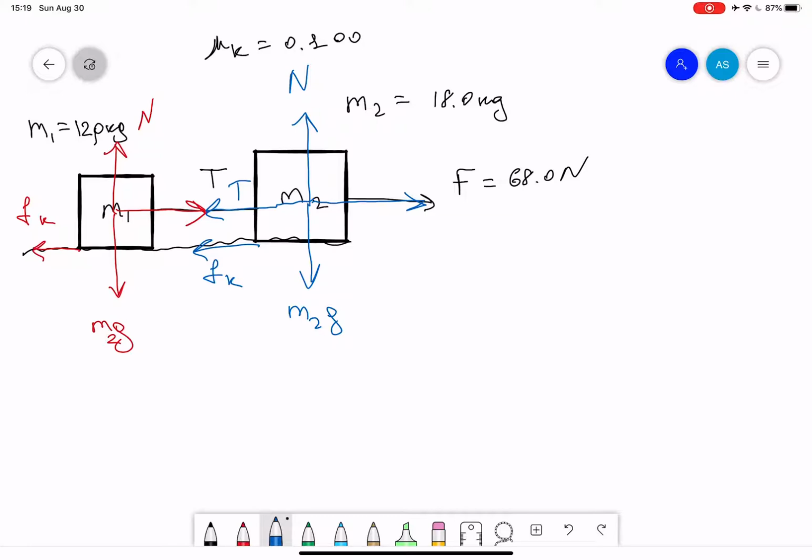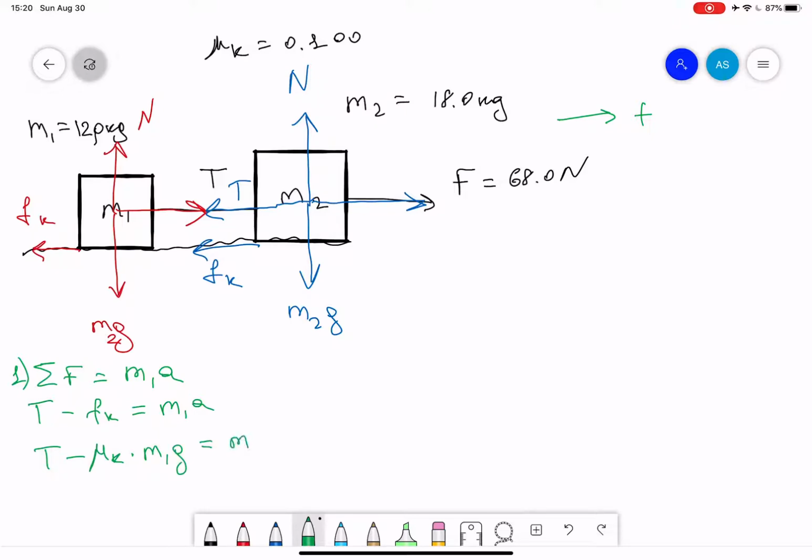Okay, now let's write down the equation separately for the two boxes. For the first one, using Newton's second law, the sum of the forces is equal to M1A. So I'm writing the equation for the first block. If you define the right side as the positive direction, then tension minus kinetic friction is equal to M1A. Kinetic friction of M1 is equal to what? So tension minus mu k multiplied by M1G, which is equal to M1A.